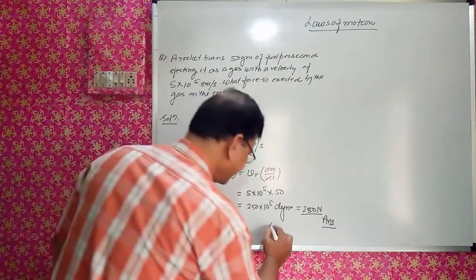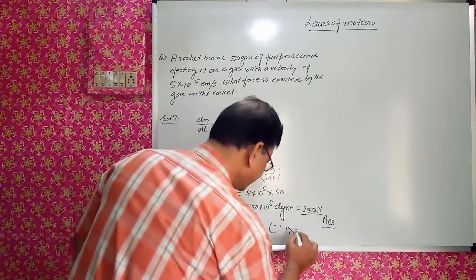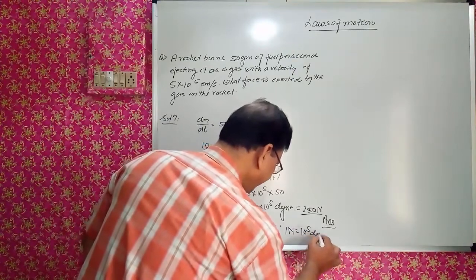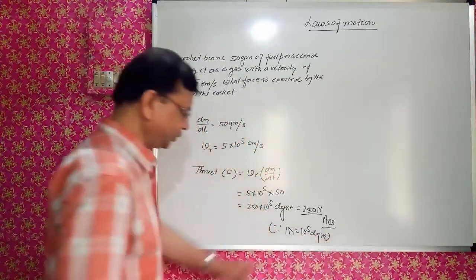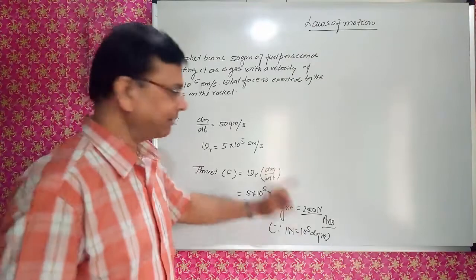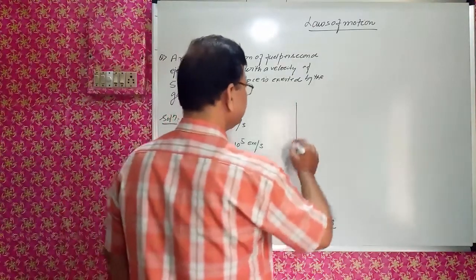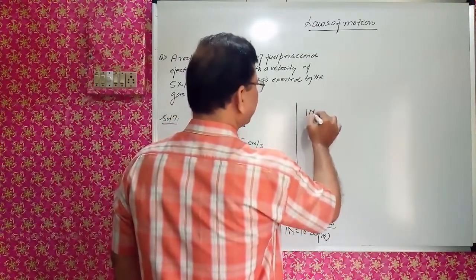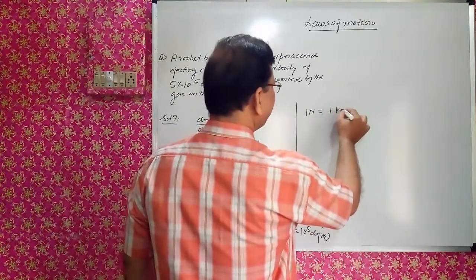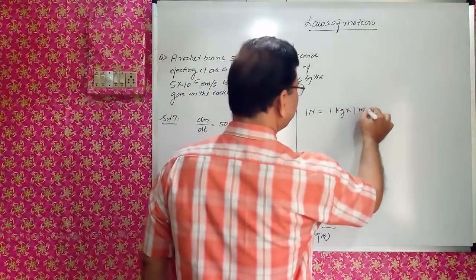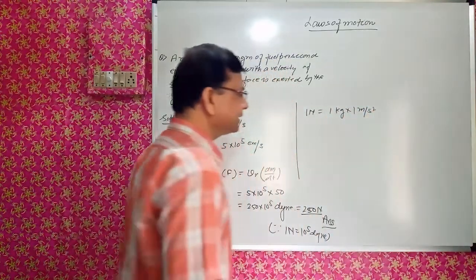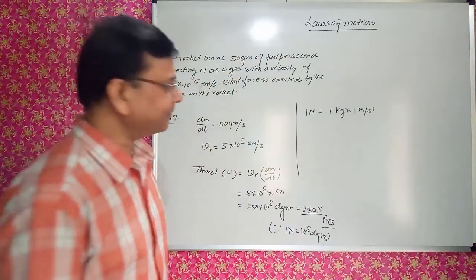Why is it so? Since 1 Newton is equal to 10 to the power 5 dyne. Do you know this relation? I will show how it is. 1 Newton is equal to 1 kg into 1 meter per second square. That is equal to 1 Newton, isn't it?